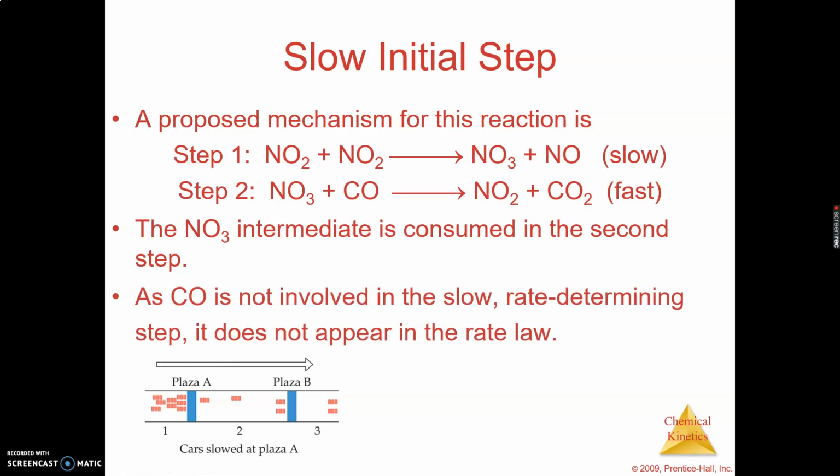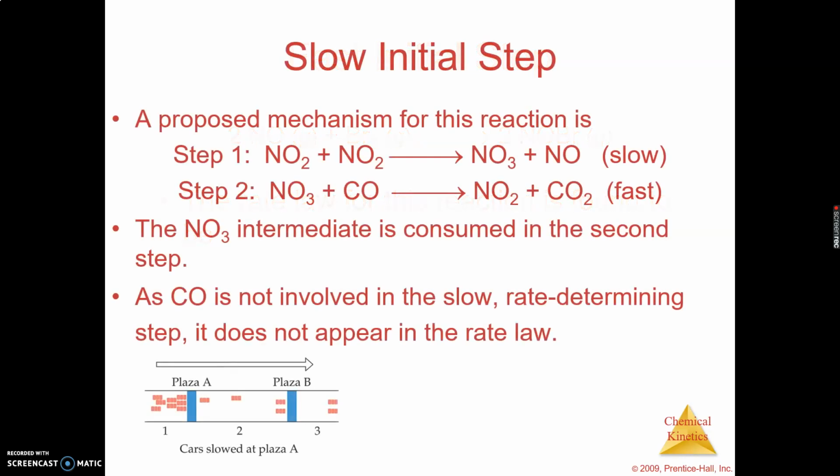CO is not involved in the slow step. So we see the slow step. This is the rate determining step. Doesn't matter how fast step 2 occurs, we can only be as fast as step 1. Look down here. Doesn't matter how fast they get through plaza B, we have to get through plaza A first. So because CO is not in the rate determining step, or is not in the slow step, you don't see CO in the rate law. Doesn't matter. We need step 1 to occur before step 2 can occur.